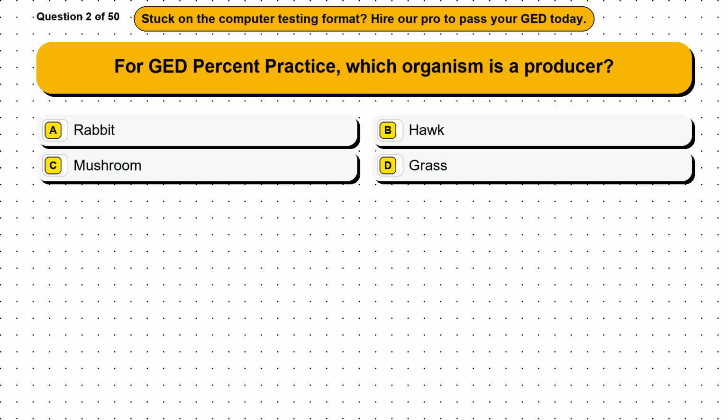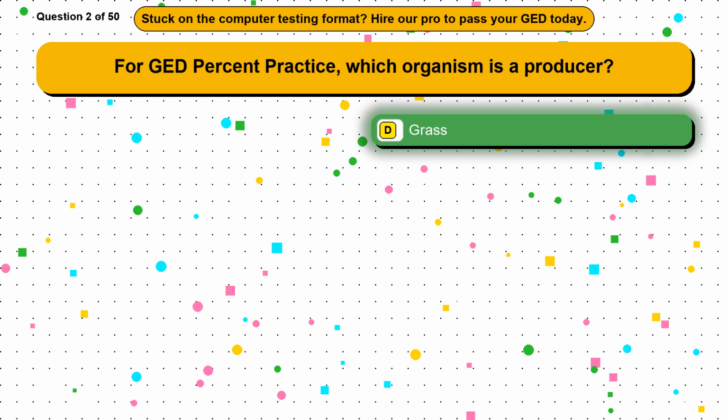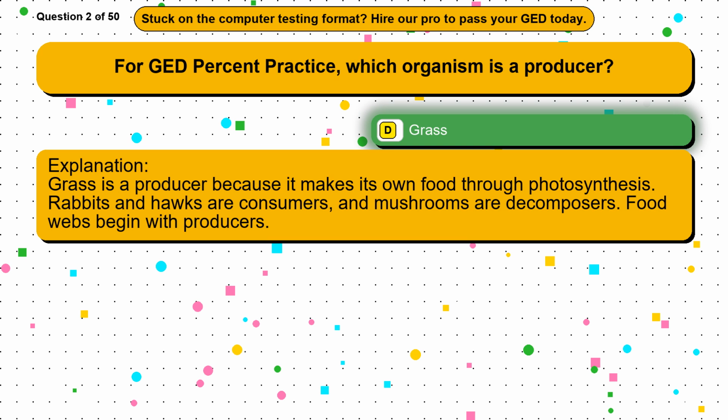Question 2. For GED Percent Practice, which organism is a producer? Option A rabbit. Option B hawk. Option C mushroom. Option D grass. The correct answer is option D, grass. Grass is a producer because it makes its own food through photosynthesis. Rabbits and hawks are consumers, and mushrooms are decomposers. Food webs begin with producers.